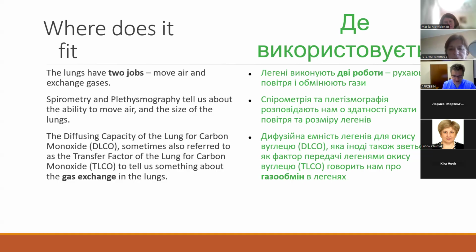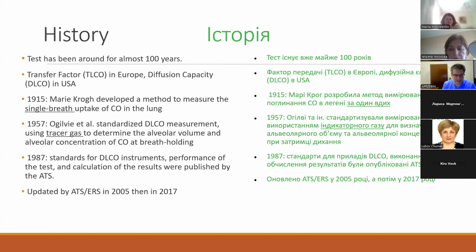It's part of pulmonary function testing, and it tells us a little bit more about the gas exchange part. The history of the test: it's been around for a long time, almost 100 years. As I mentioned before, I think in Europe, and you can correct me, it's called the transfer factor, and that's probably a better term, actually. In the US, it's called the diffusion capacity. In 1915, Marie Krogh developed this method of the single breath uptake of carbon monoxide in the lung, and that work is still basically how it's done today.